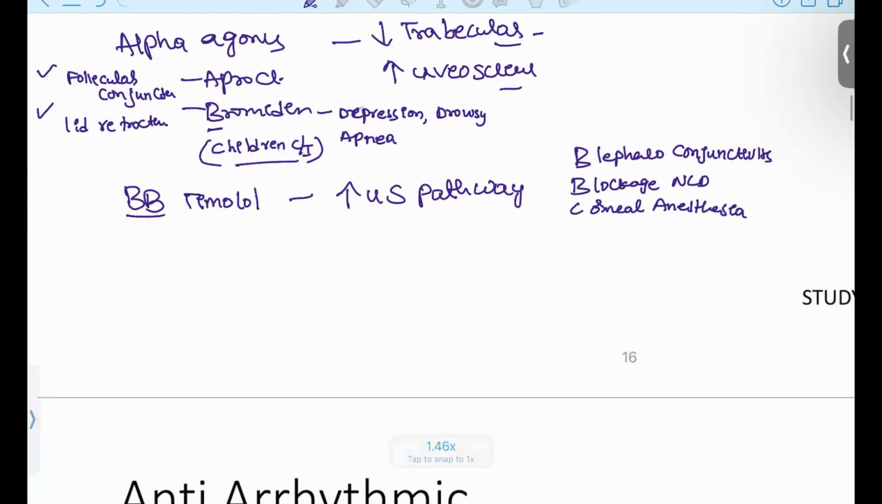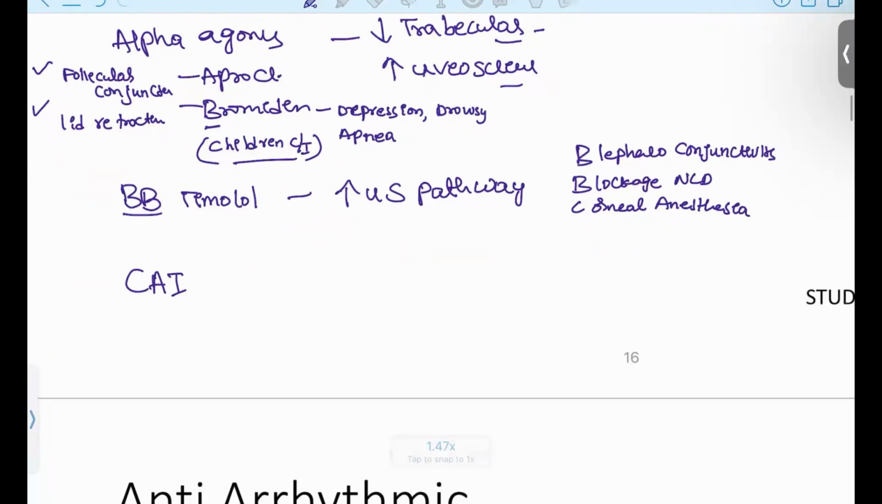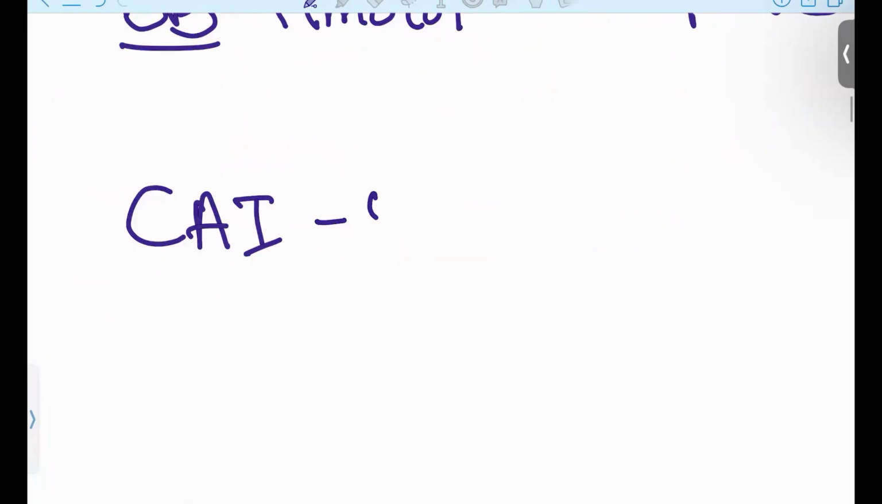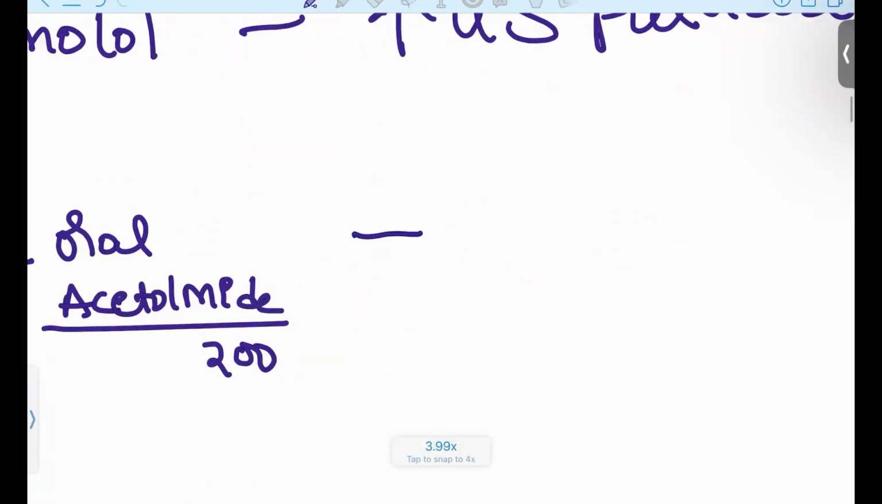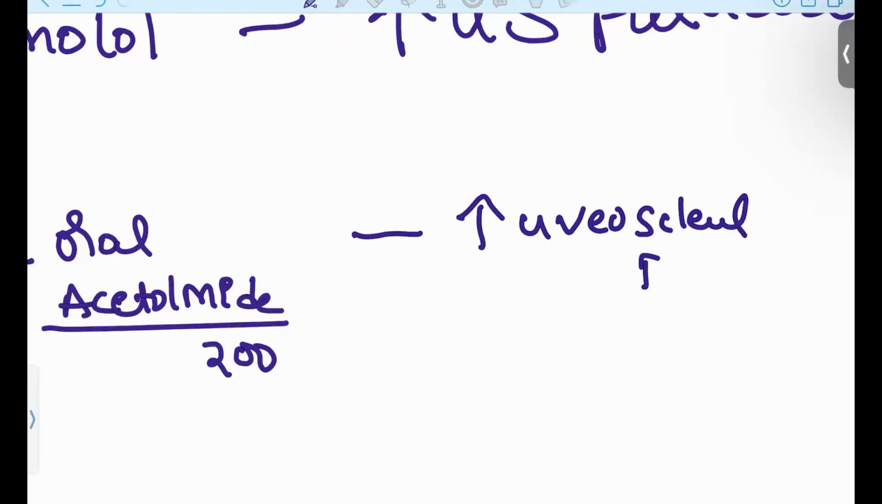And the last one is your carbonic anhydrase inhibitors. What is the drug? The oral drug we give is acetazolamide. We can give this drug after giving mannitol. So mannitol is the drug of choice for closed angle glaucoma. After that, we give a starting dose of 200 mg acetazolamide. This will also increase the uveoscleral flow of the patient.